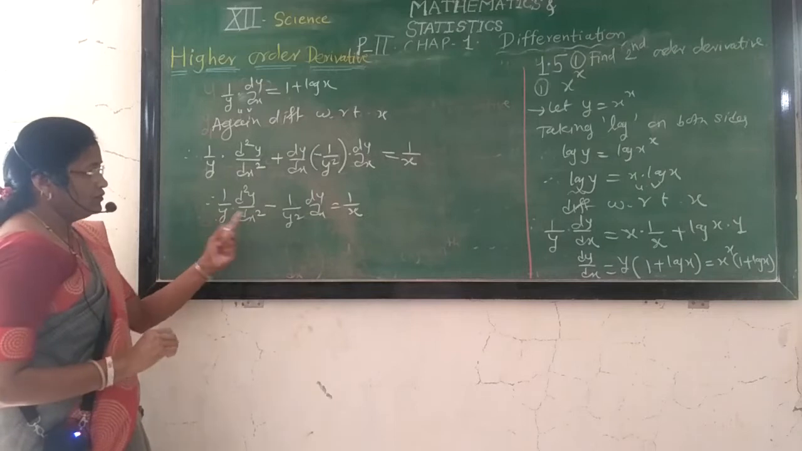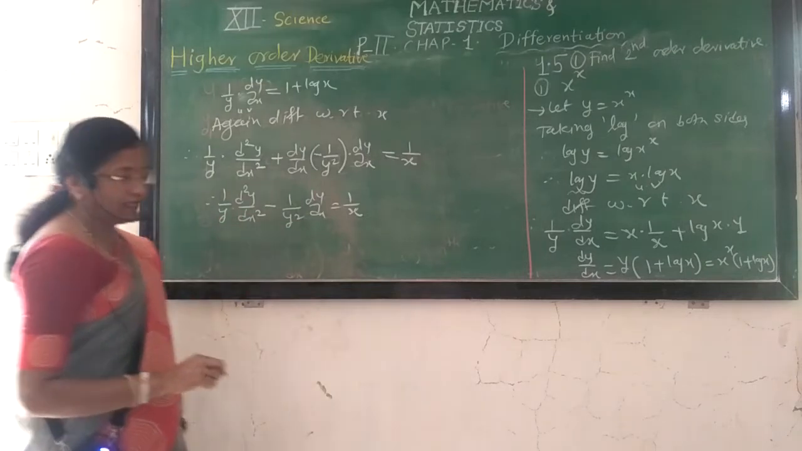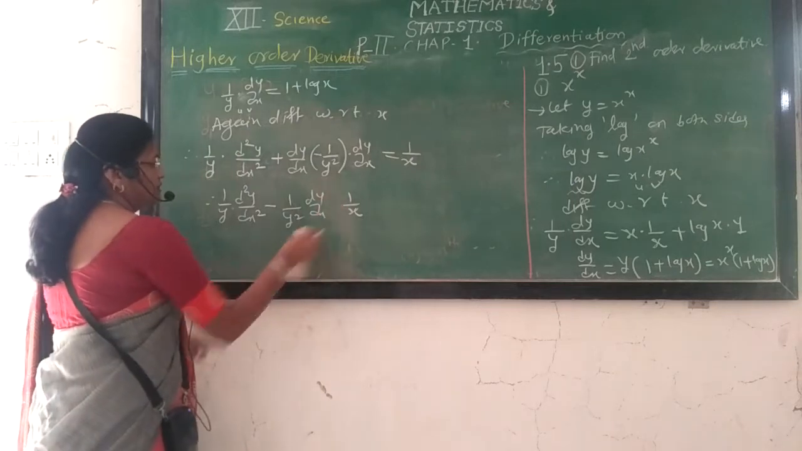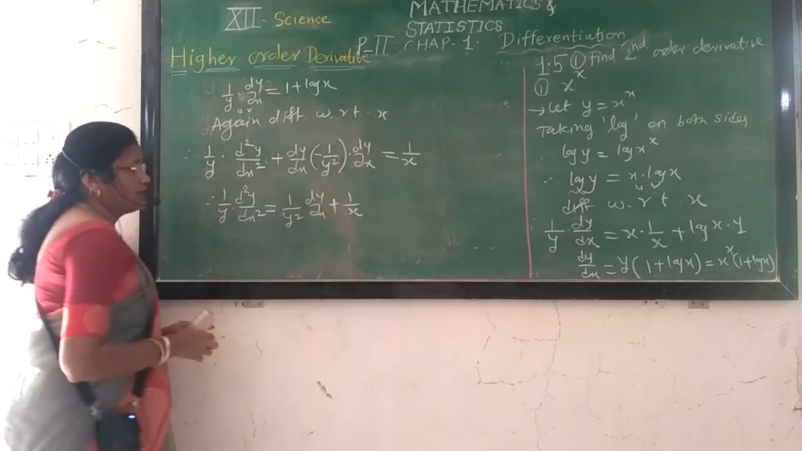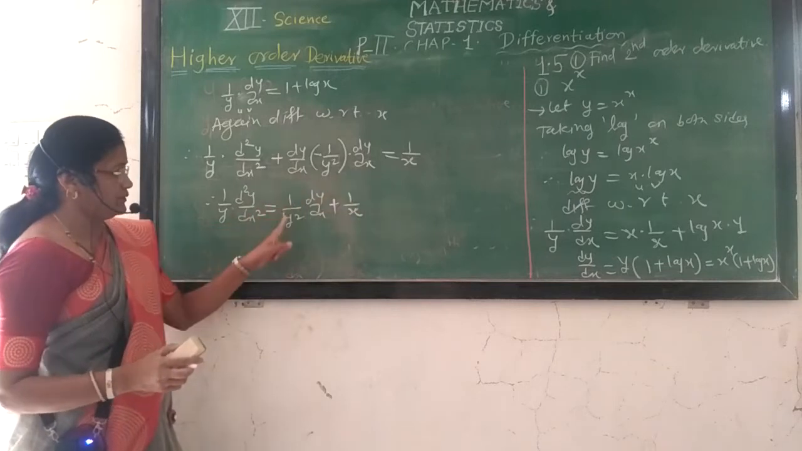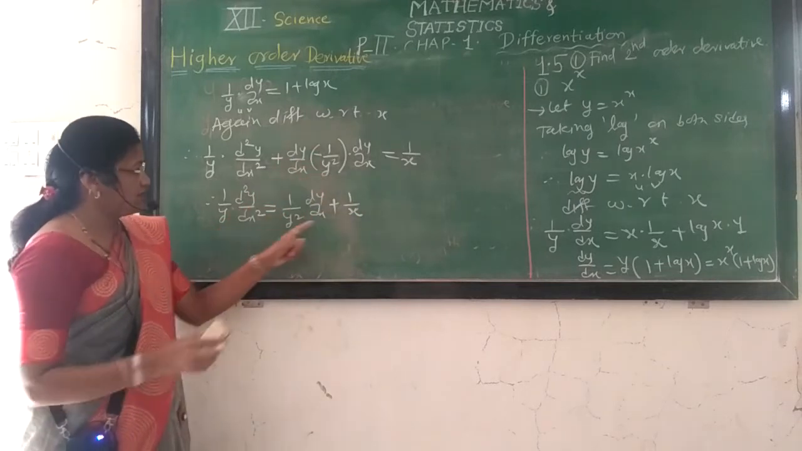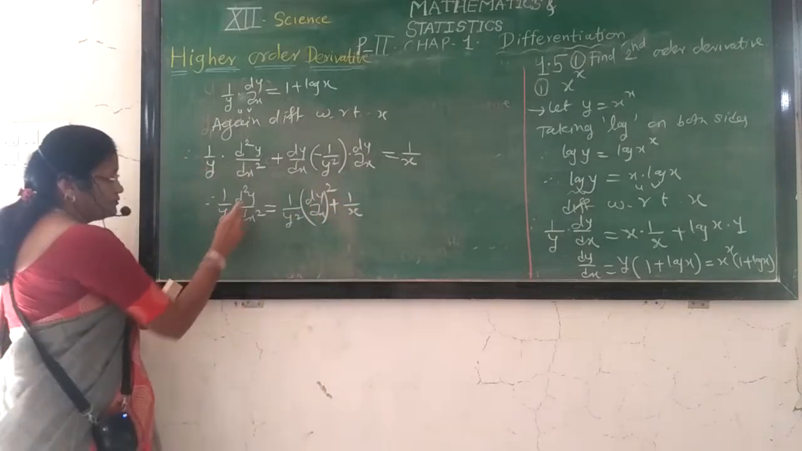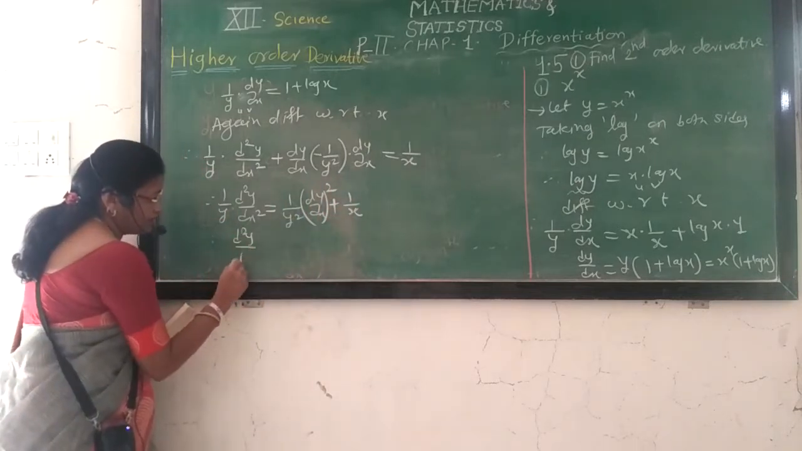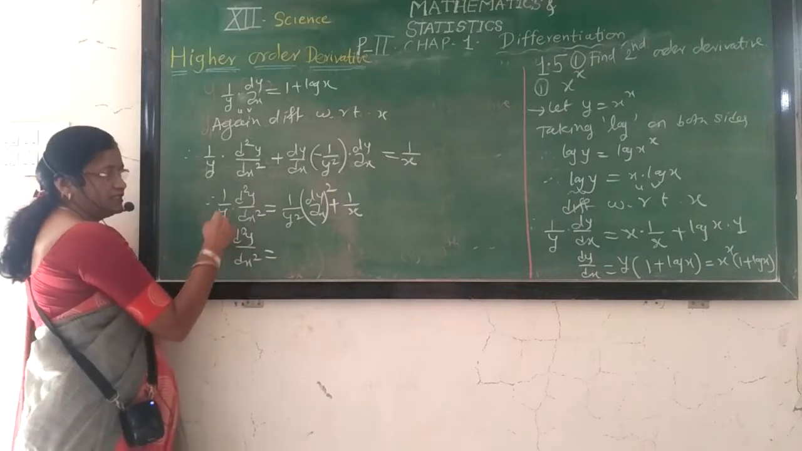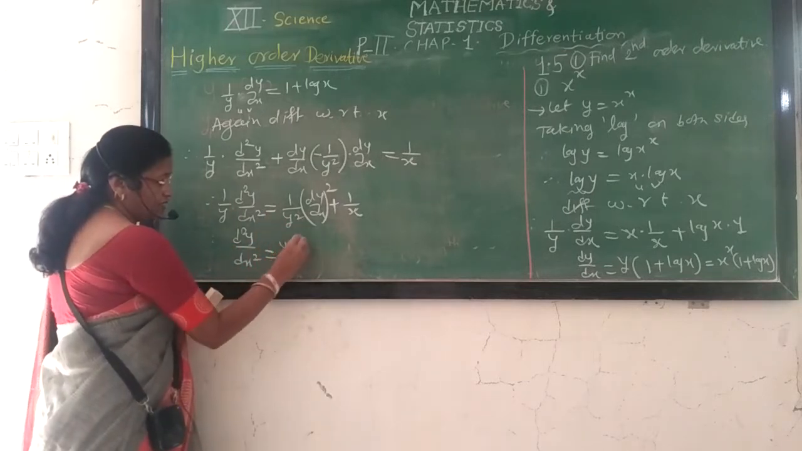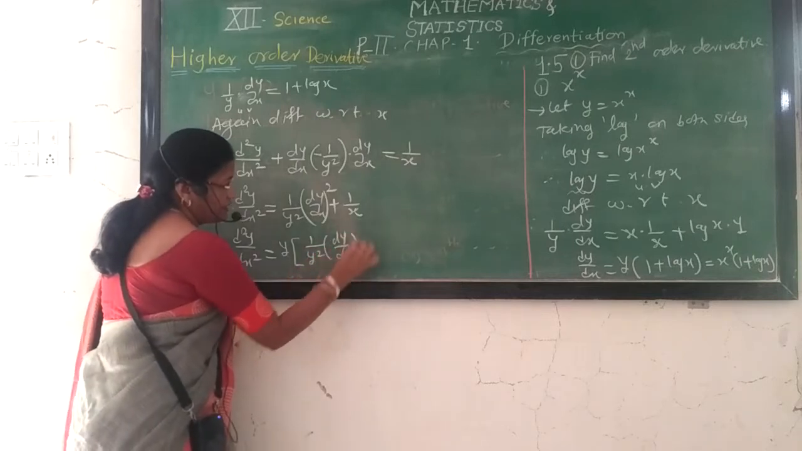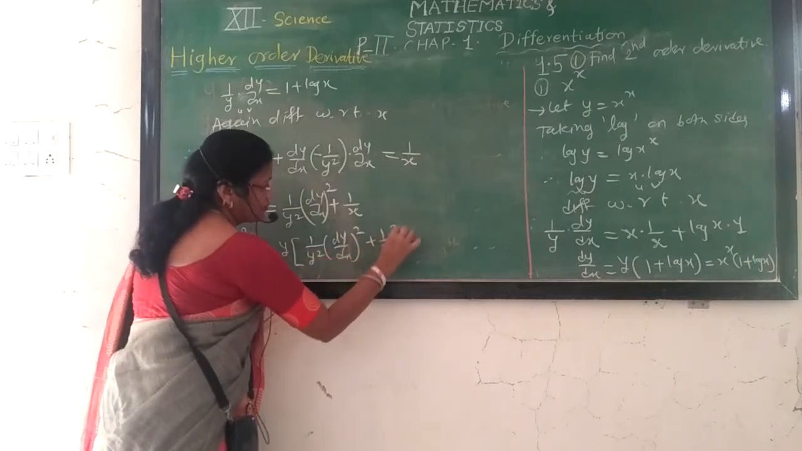To find this value, we can shift this term to the right side, so that term becomes positive. So we get 1 upon y square into (dy by dx) square plus 1 upon x. Now, therefore, d2y by dx square is equal to, with this y shifted to the right side, y into [1 upon y square into (dy by dx) square plus 1 upon x].